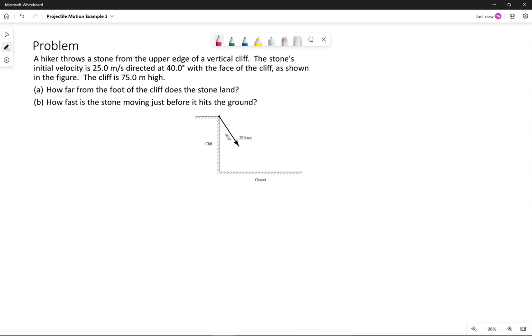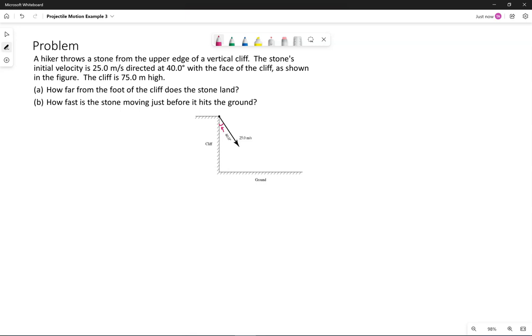All right, another projectile motion example. This one's a little bit different in that this stone is thrown downwards, not straight down, but downwards at an angle, and they give us this angle of 40 degrees with the face of the cliff. So this 40 degrees is right here. We're told the cliff is 75 meters high.